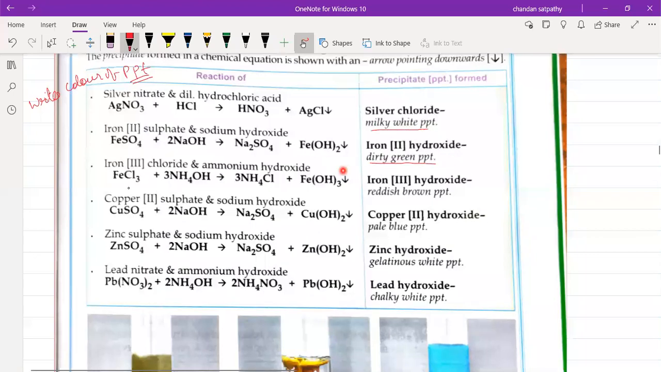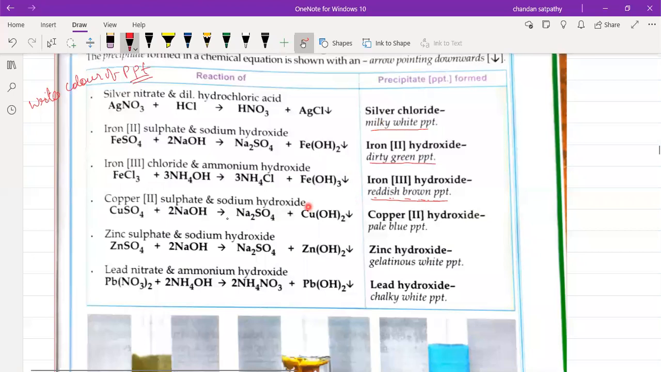Okay. Next, when iron chloride reacts with ammonium hydroxide, it forms ammonium chloride and iron hydroxide. So again, iron 3 hydroxide. You see here, iron 2 hydroxide is dirty green precipitate, but iron 3 hydroxide is reddish brown precipitate. You have to remember that. Iron 3 means reddish brown, iron 2 means dirty green, silver means milky white.